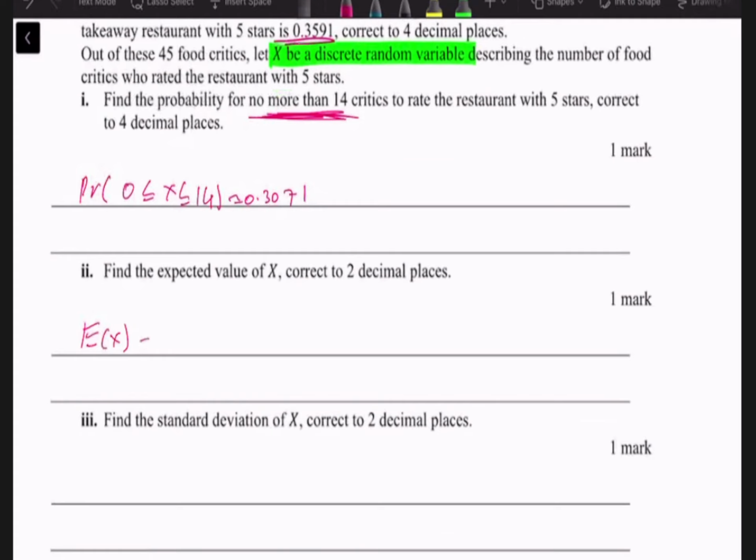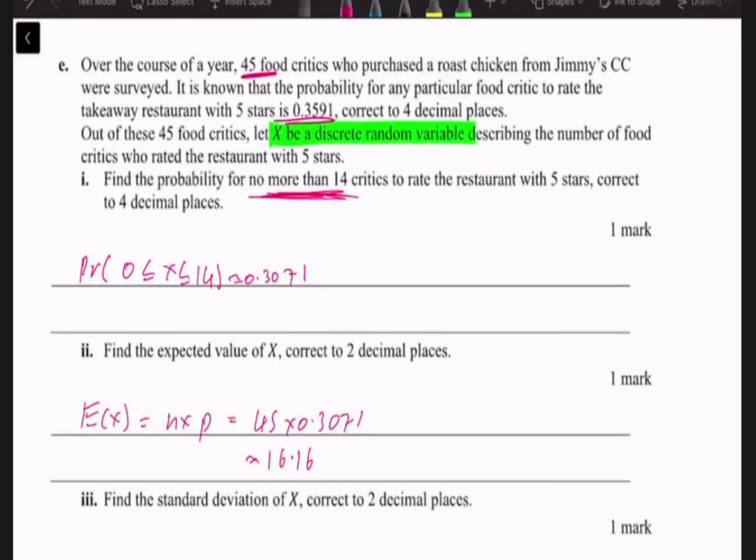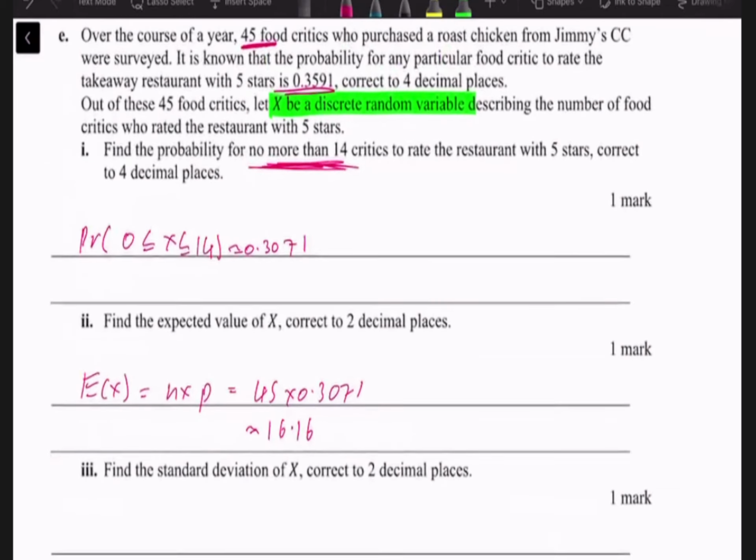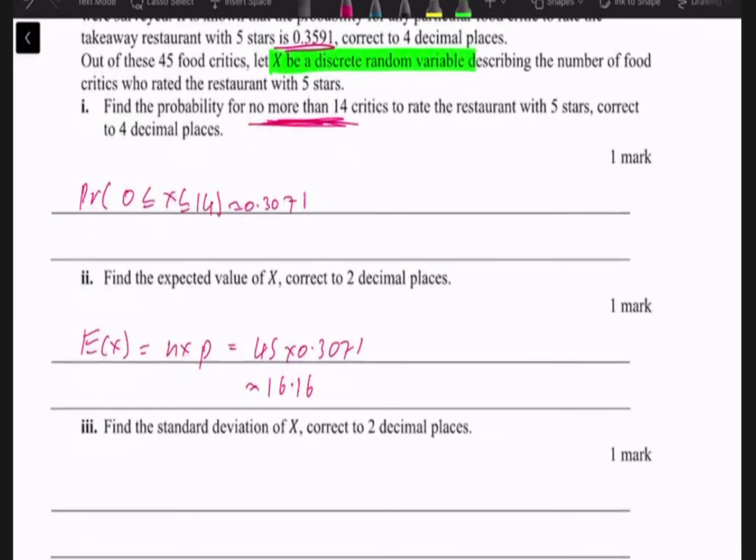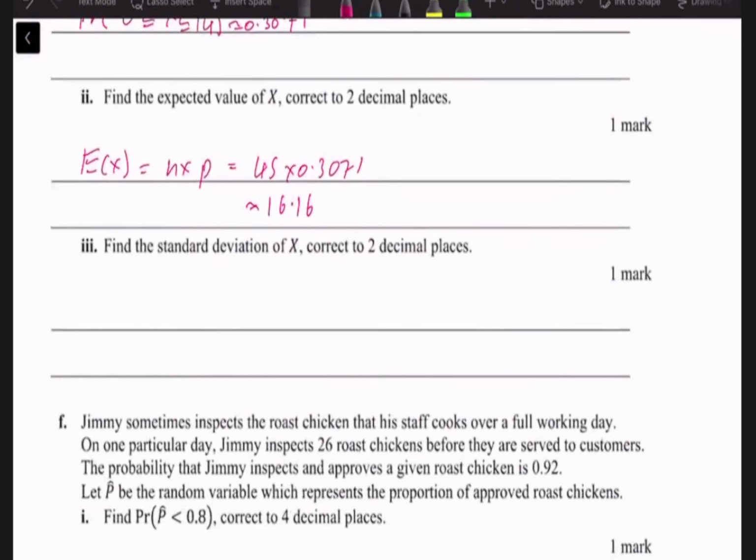So E(X), as Amaan said, is just np, which is 45 times 0.3071, and you get 16.16. Yep, which is kind of unrealistic again because we're talking about humans, so you can't have 0.16 of a person.